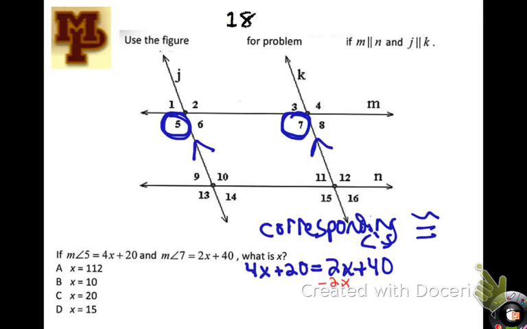So we subtract 2x. And that gives us 2x plus 20 is equal to 40. And then we're going to subtract 20. So we got 2x is equal to 20. And then lastly, we divide by 2. So x is 10.